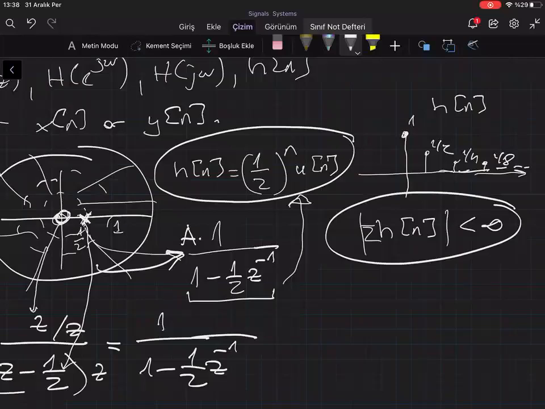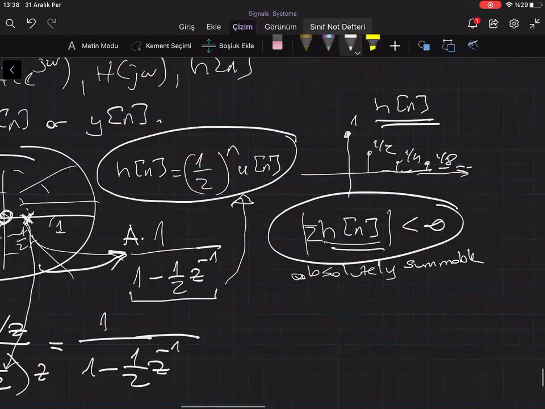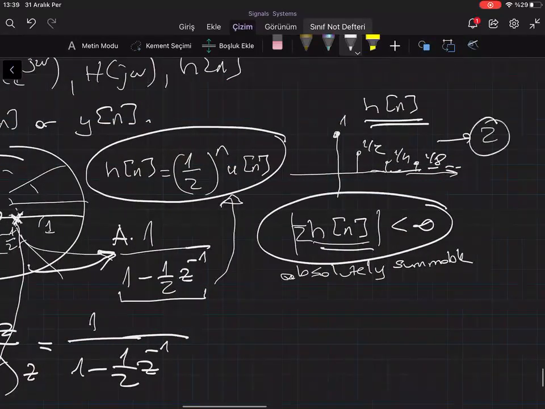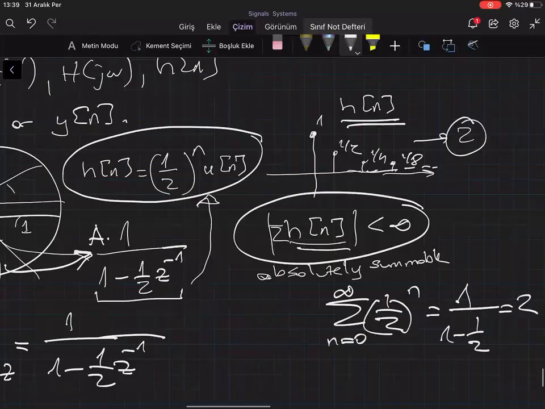Yes, hocam, it should be bounded. Yes, it is called absolutely summable. Our h of n should be absolutely summable. So is this an absolutely summable sequence? Yes, it is, right? It will converge to 2. If you write the sum of (1/2) to the power n from n equals 0 to infinity, you will find 1 over 1 minus 1/2, which is equal to 2. So it converges to 2. So it is stable. Okay?